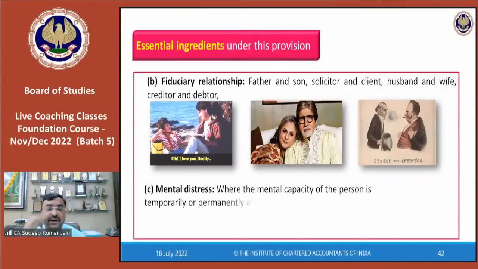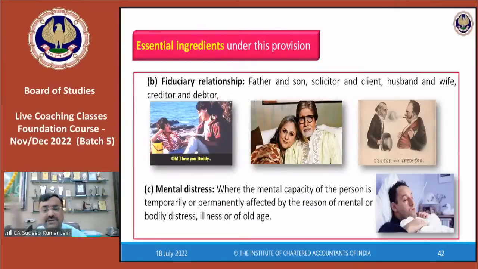And next one is mental distress. Sometimes the person is in mental distress, the other party is dominating him, taking the benefit of position. Where the mental capacity of a person is temporarily or permanently affected by reason of mental or bodily distress, illness, or old age. There are three types: direct relationship, fiduciary relationship, and mental distress.